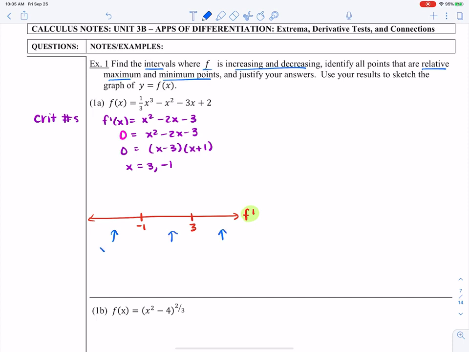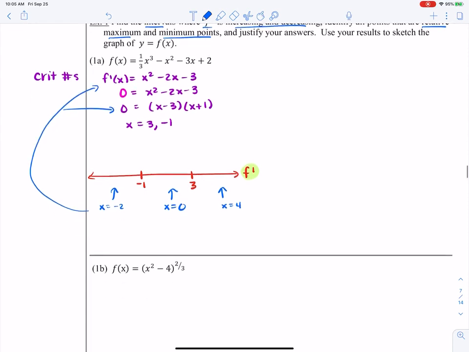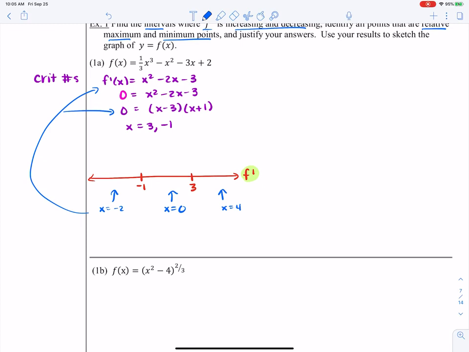So I'm going to pick a number over here, maybe x equals negative 2, maybe x equals 0, and maybe x equals 4. And keep in mind, this is our derivative number line, so we're going to be plugging into the derivative. My preference is the factored form, just because I think it's easier. So we're going to plug in negative 2 minus 3, negative 2 plus 1. Now, I don't really care what the value is. What I do care about is what is the sign of that value.